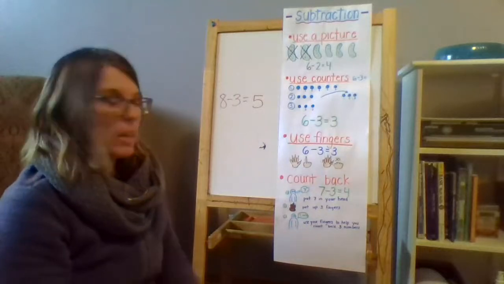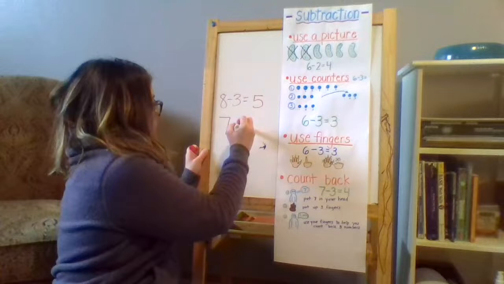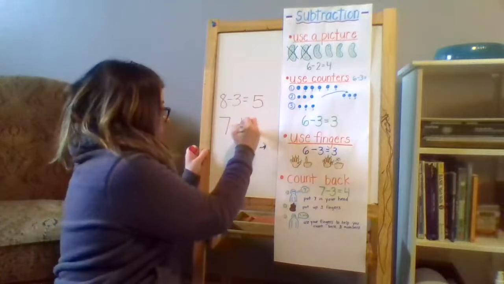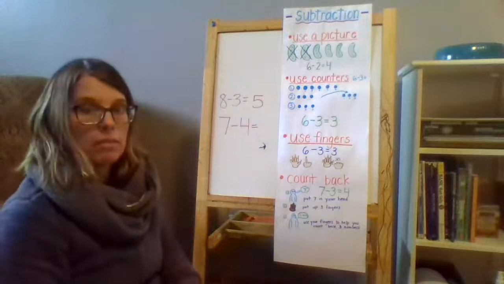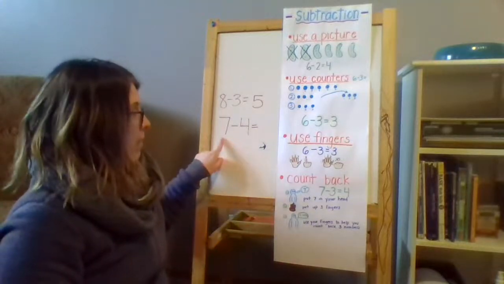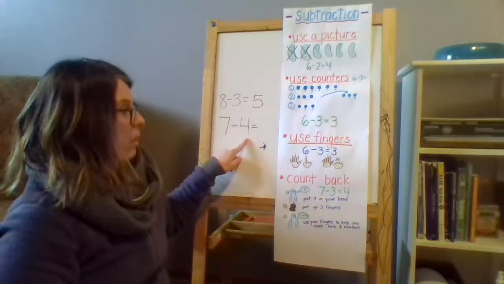Okay. Now let's try the other one that we tried before. We did 7 minus 4. Okay, so what number goes in your head? 7. How many fingers do you put up? Okay, let's give it a try.